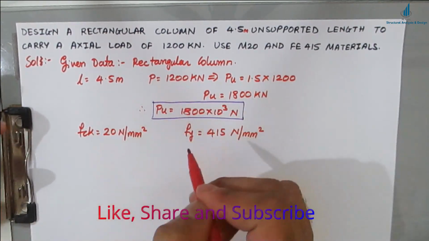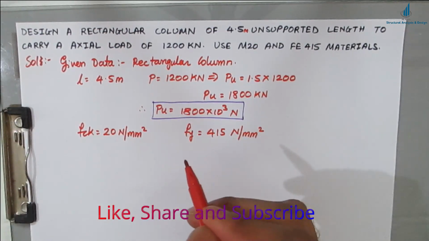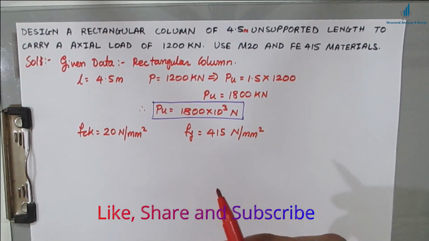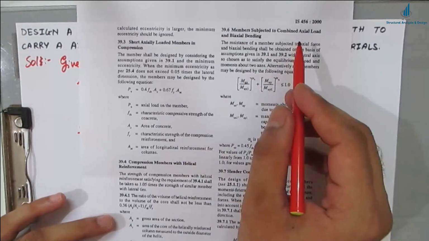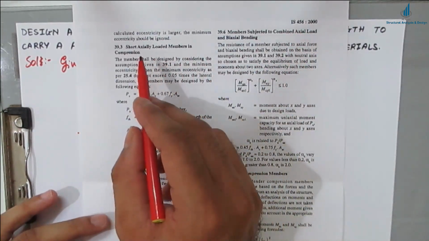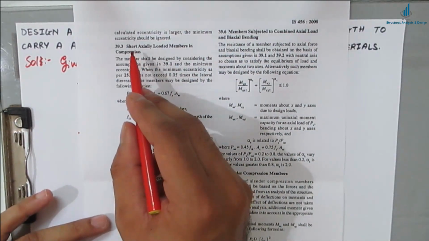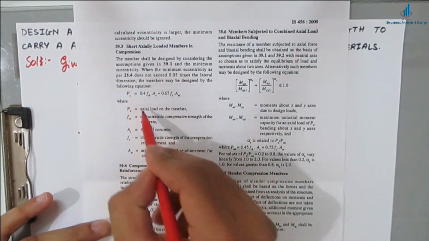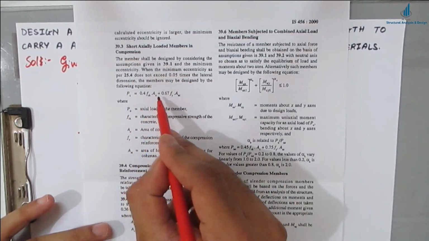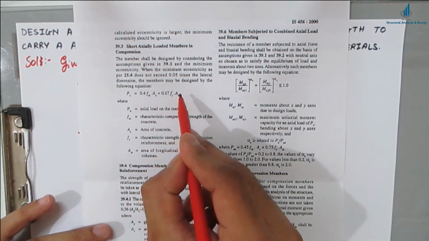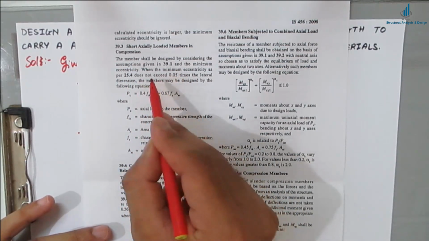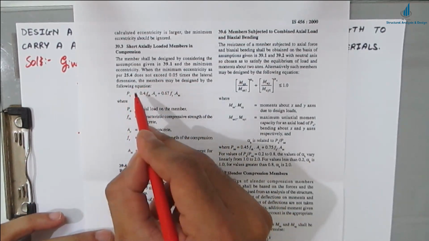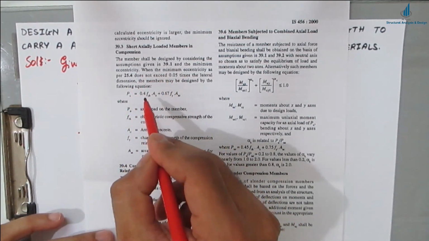So this is your given data, and from this given data you have to proceed with the design of the rectangular column. Before proceeding, I will show you page number 71 of IS 456 2000. In my previous two videos I have explained very clearly the short axially loaded members in compression. What this clause says is that the Pu equation, that is Pu equals 0.4 fck Ac plus 0.67 fy Asc, can only be used when your minimum eccentricity does not exceed 0.05 times the lateral dimension. When it does not exceed, then only you can use this equation.